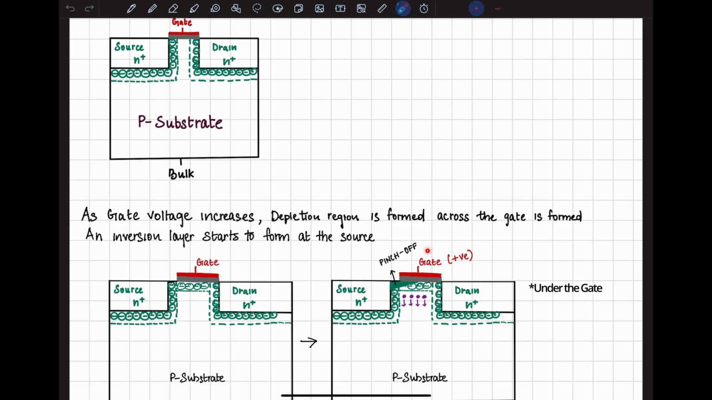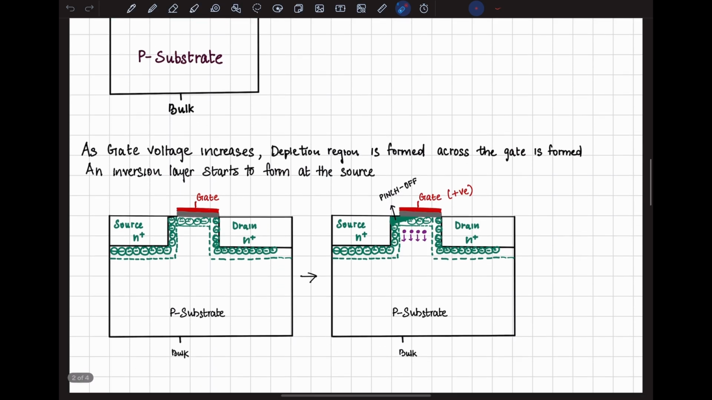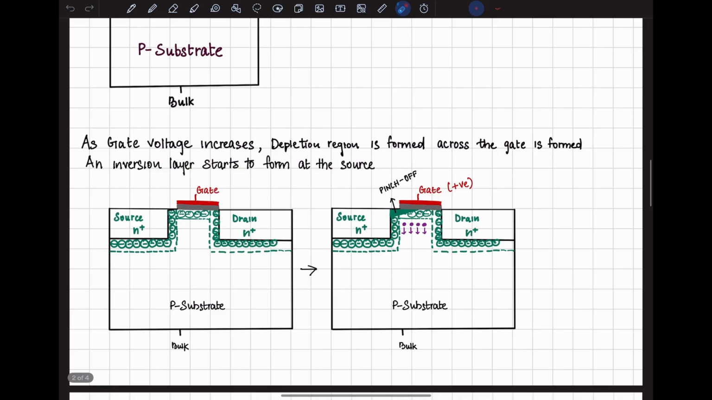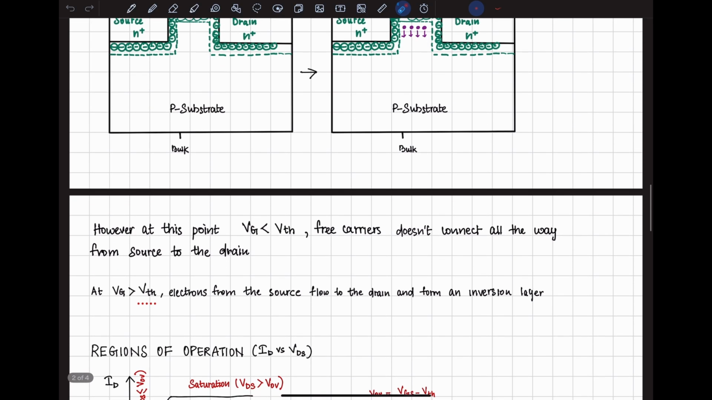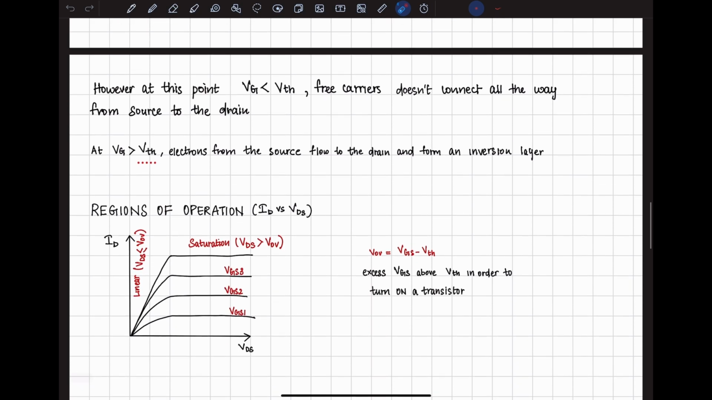When the gate voltage reaches a particular point, an actual channel forms between the source and the drain, and this channel is called the inversion layer because it is formed by the minority charge carriers. And now if the voltage between the source and the drain is greater than the overdrive voltage, an actual current flow occurs. Let's discuss what the overdrive voltage is.